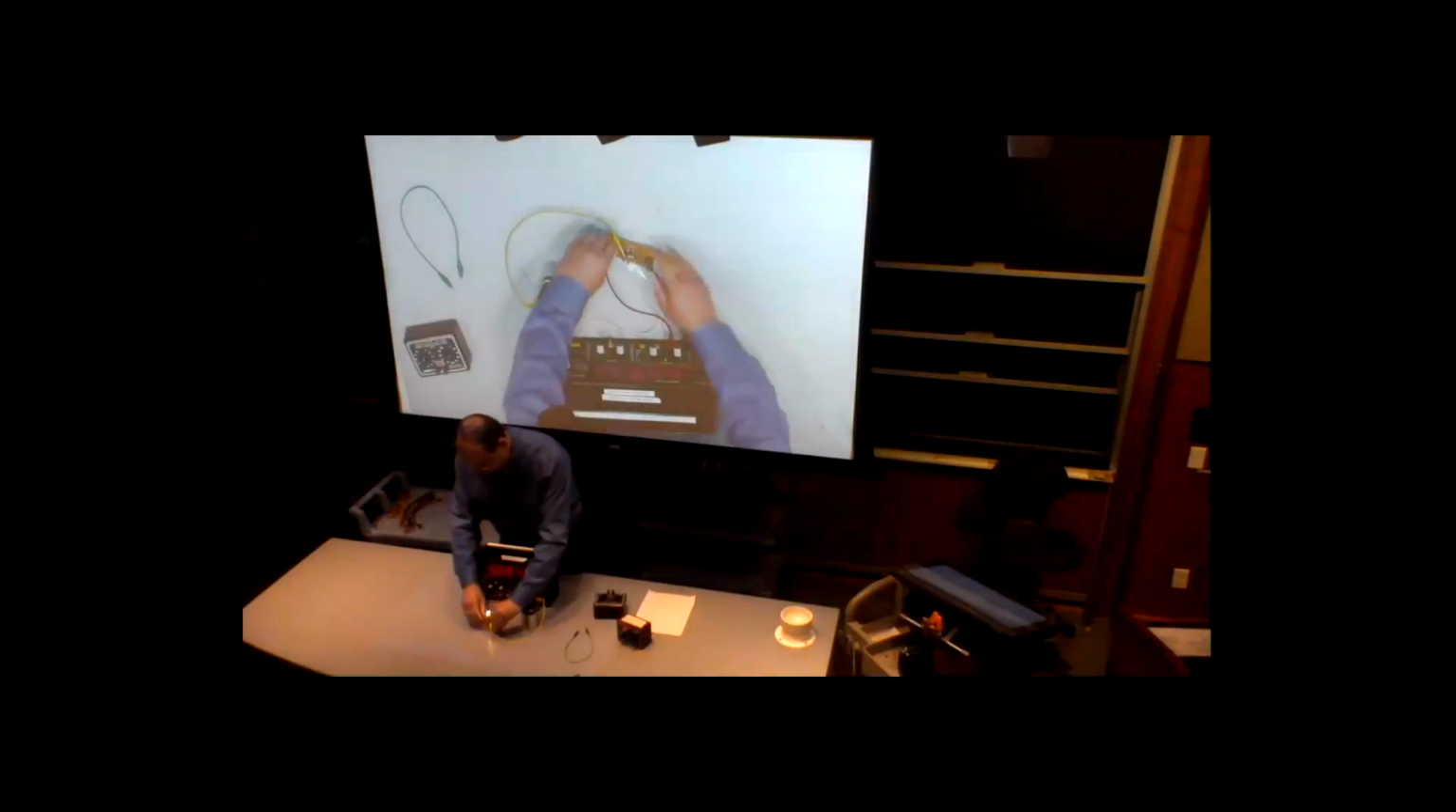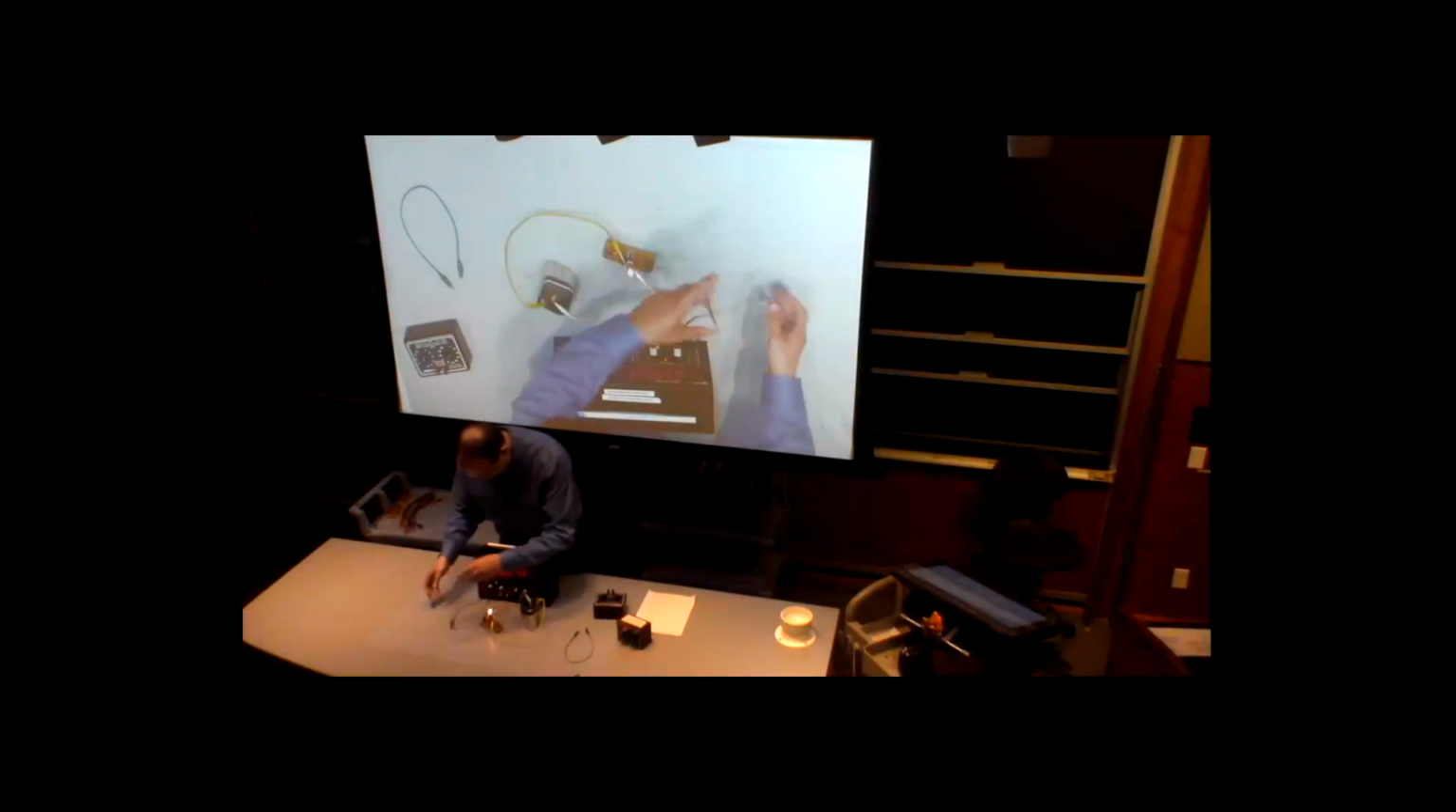What do I do if I want to measure electric current? Well, first of all, I need a different device. This one doesn't measure current. How do I know? It says does not measure current. That's why we bought a new one.